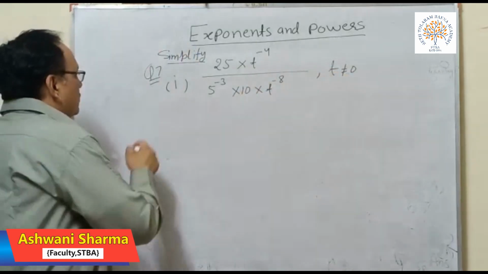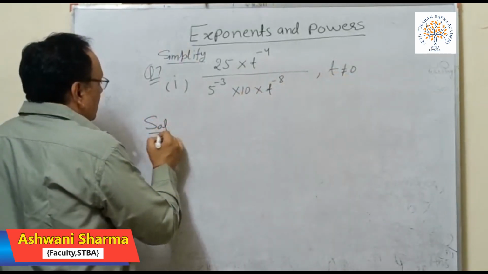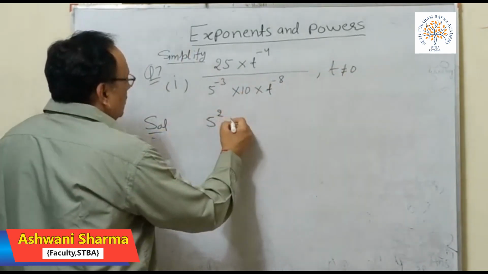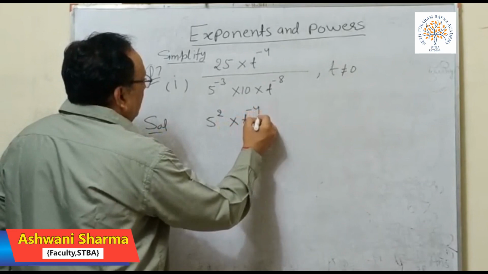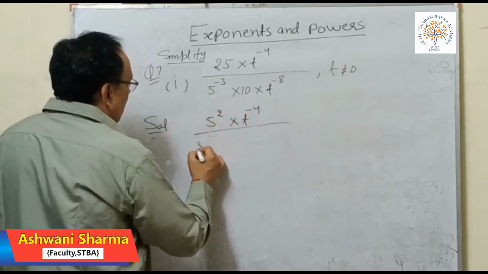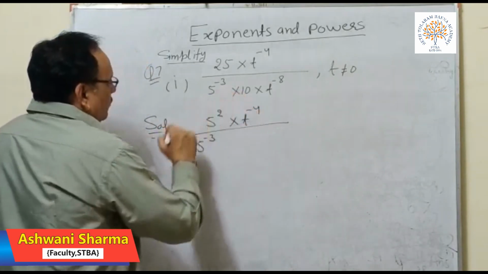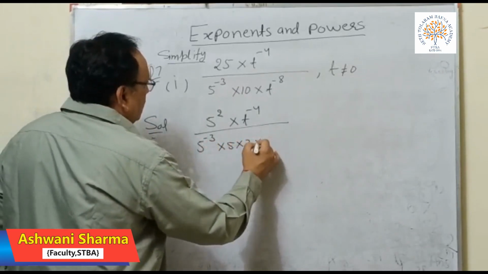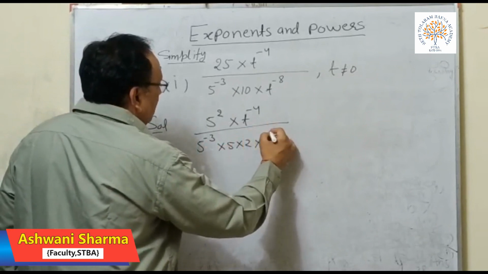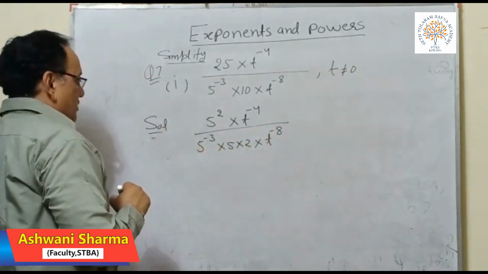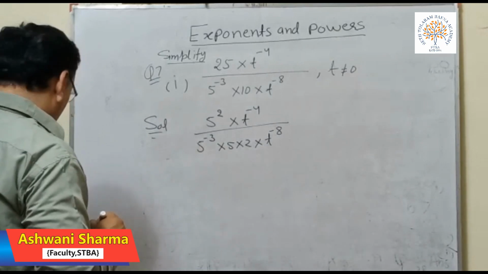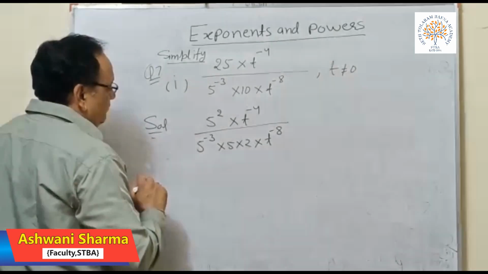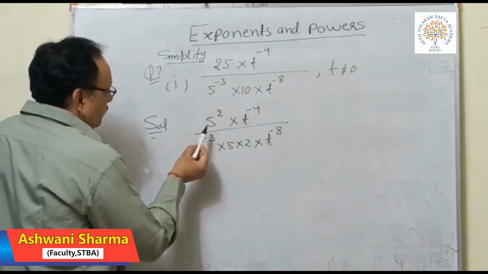Now, solution. We can write 25 as 5 raised to the power 2 into t raised to the power minus 4 upon 5 raised to the power minus 3 into 10, which we can write as 5 into 2, into t raised to the power minus 8. Now, first we see the bases.